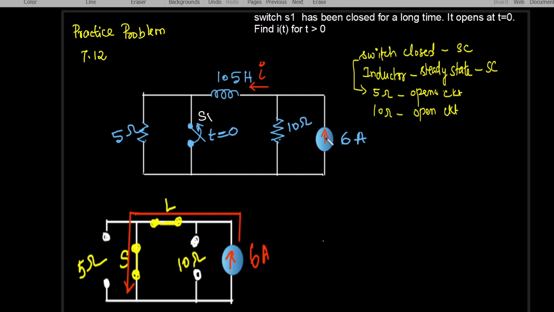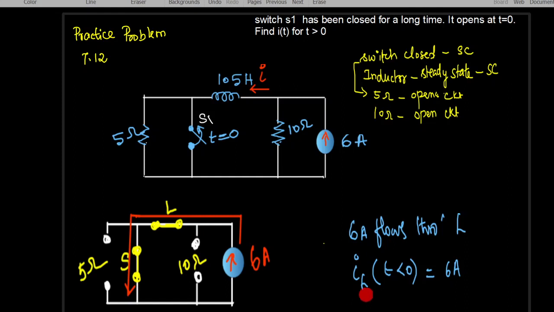This is the current source, and this switch is closed. Because of the steady state condition, this inductor acts as a short circuit. Okay, so because of these two conditions, this opens and this acts as an open circuit. So the current 6 amps will be flowing through this path only. Therefore, that current will be flowing through this inductor also. So it can be represented like iL of t for t less than 0, the 6 amps current flows. Okay, so this is the initial condition.